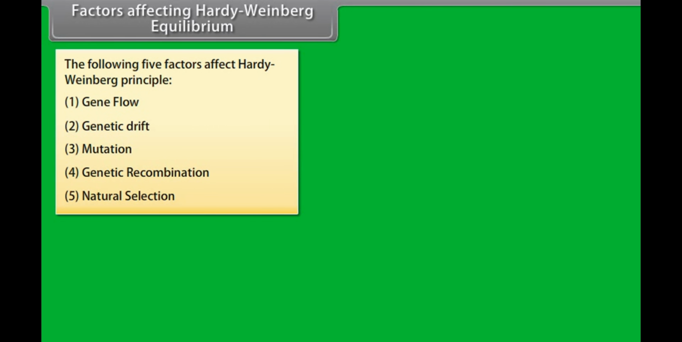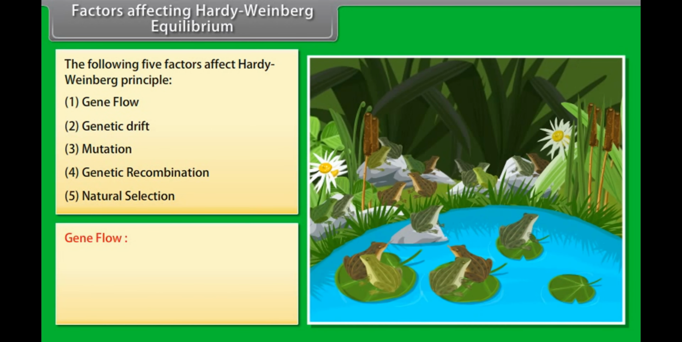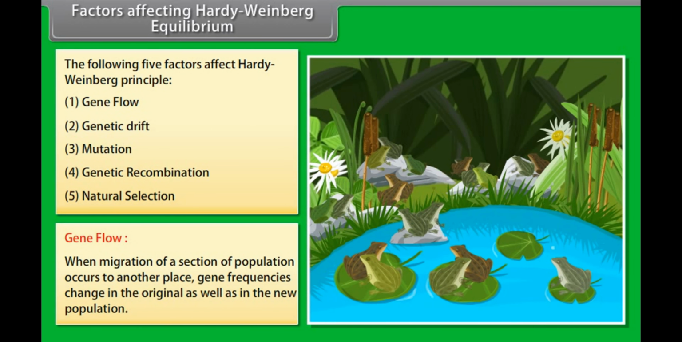Factors affecting Hardy-Weinberg equilibrium. The following 5 factors affect Hardy-Weinberg principle. Number 1. Gene flow. Number 2. Genetic drift. Number 3. Mutation. Number 4. Genetic recombination. Number 5. Natural selection. Gene flow. When migration of a section of population occurs to another place, gene frequencies change in the original as well as in the new population.